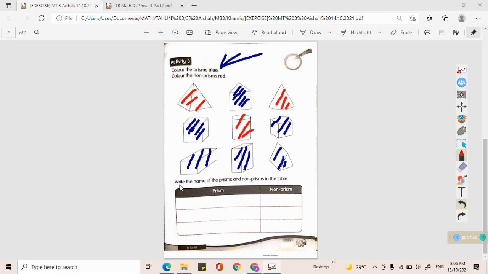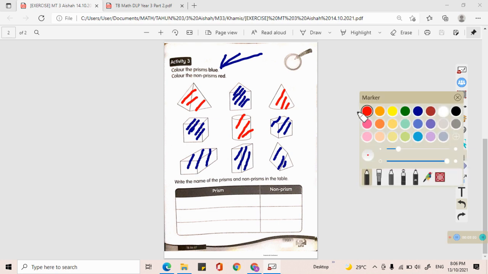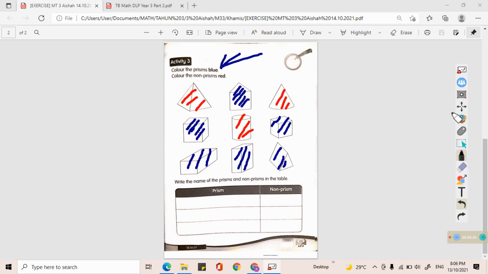Alright, the next one, write the name of the prisms and non-prisms in the table. Okay, as you know, prism only has three types, which is a rectangular prism. So you write down the name, rectangular prism. Okay, full name, rectangular prism. And then square prism. And then the third one is triangular prism. So you write its name.